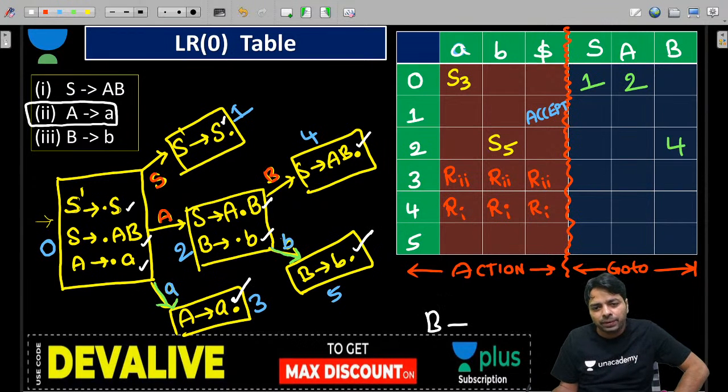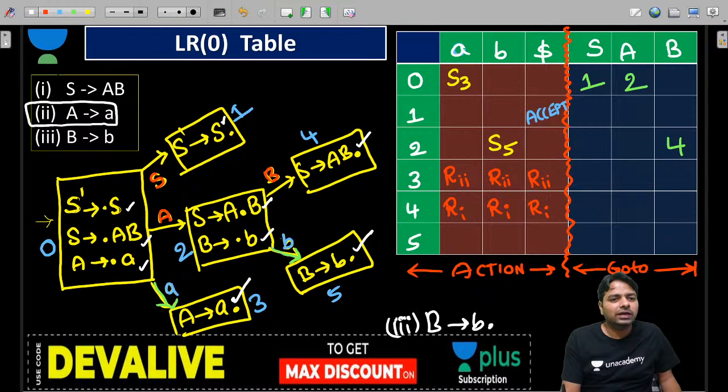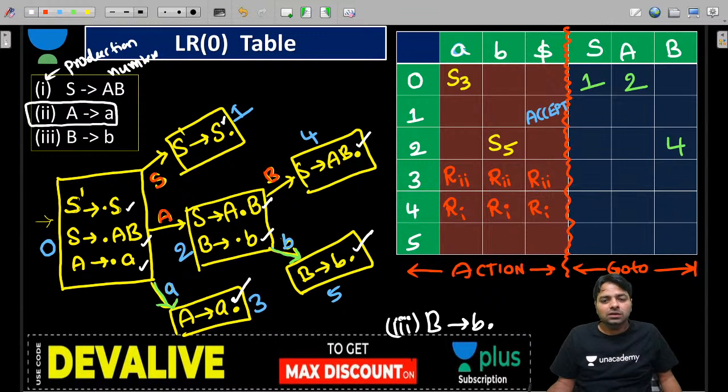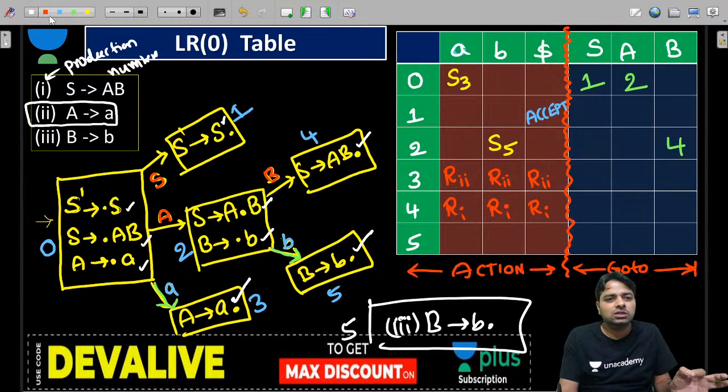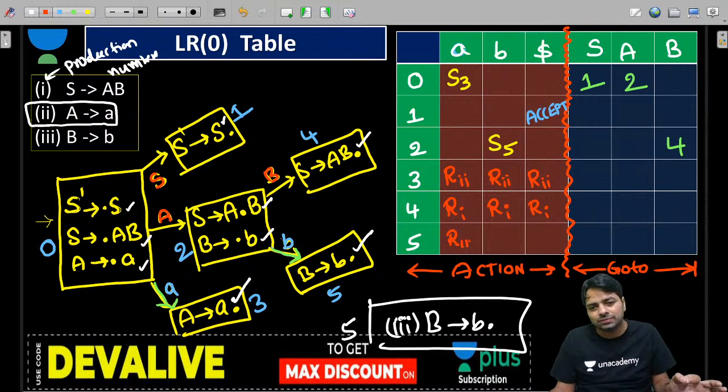Okay, B to B dot. The production number is 3. Look at your numbering. You already have the numbering. These are production numbers. Now this is there in state 5. So row 5, we are going to say R3 is reduced. That's production 3 is reduced. This is used for reduction.